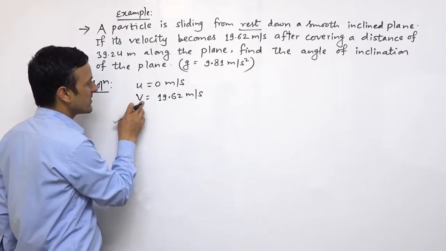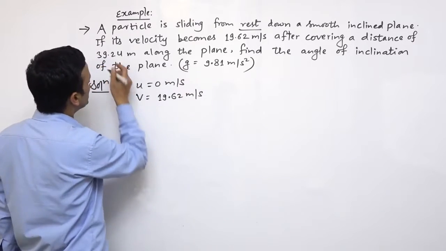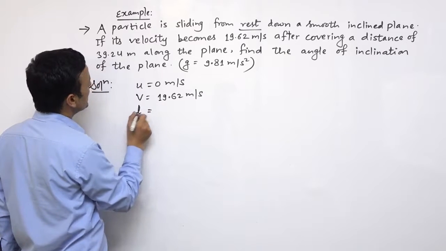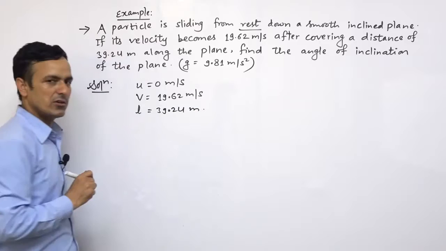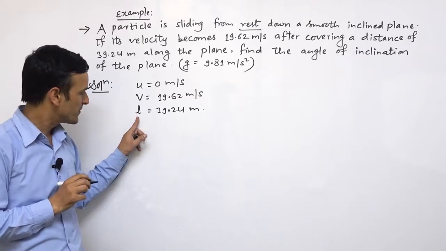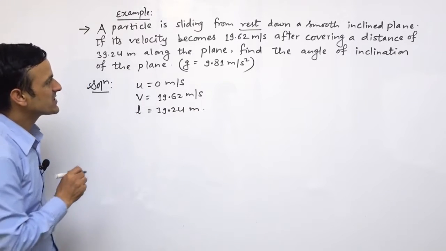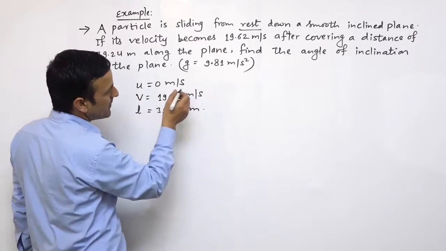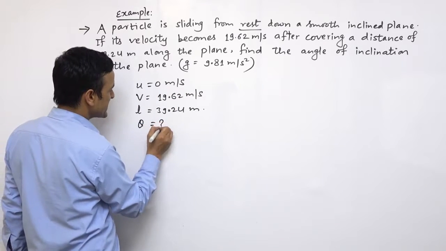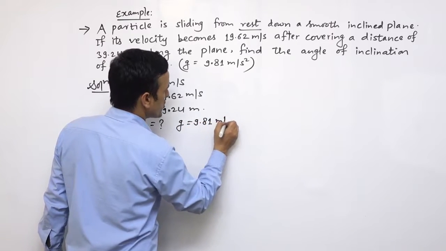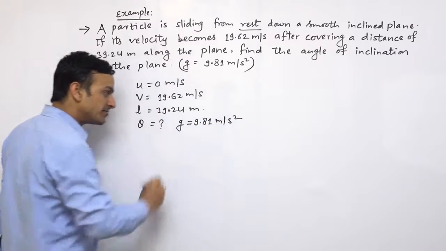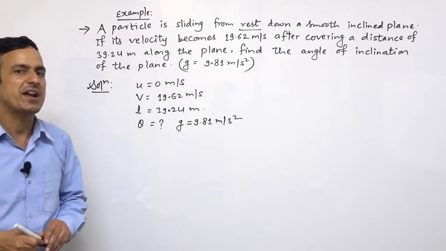So in shortcut, we can write v after covering this distance. Covering distance means length, so in this case we have to write down L. Inclined plane ma ami L lekhchau. So L is the distance covered by that particle. Find the angle of inclination means it is theta, and g is also provided, so it is meter per second square. So these are the provided information.